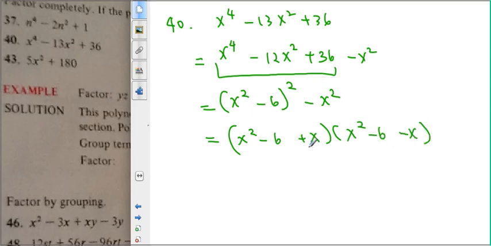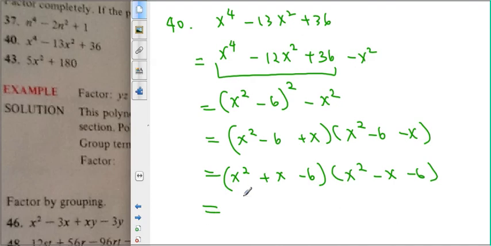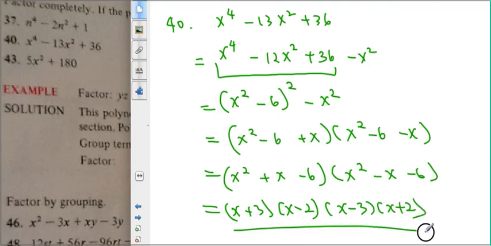But can this be factored further? In other words, let me just rewrite it. X squared plus x minus 6, and I can write the other one as x squared minus x minus 6. In fact, this can be factored into x plus 3 and x minus 2. That gets you the first expression. The second expression would be exactly the same except x minus 3 and x plus 2. And that becomes our final answer, number 40.